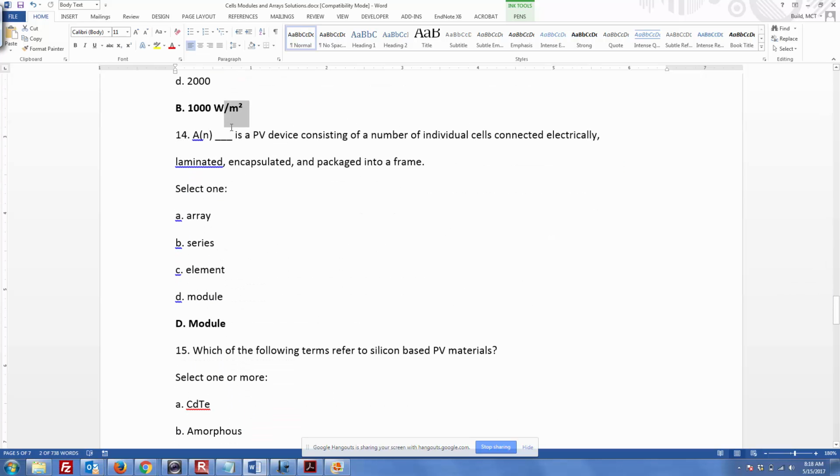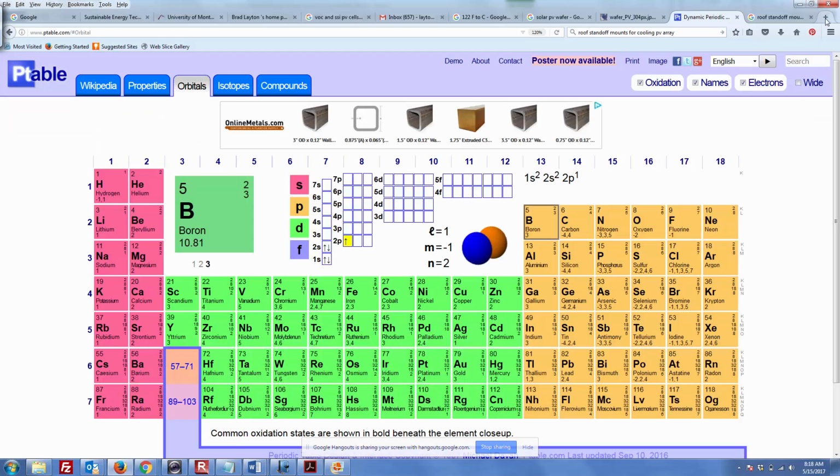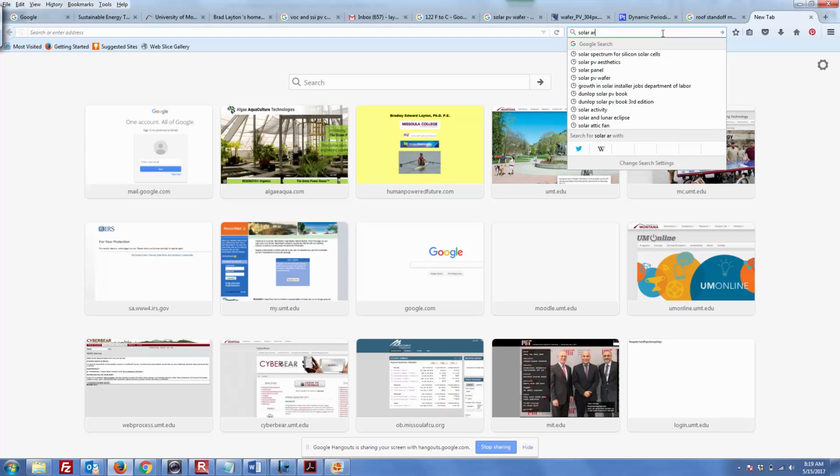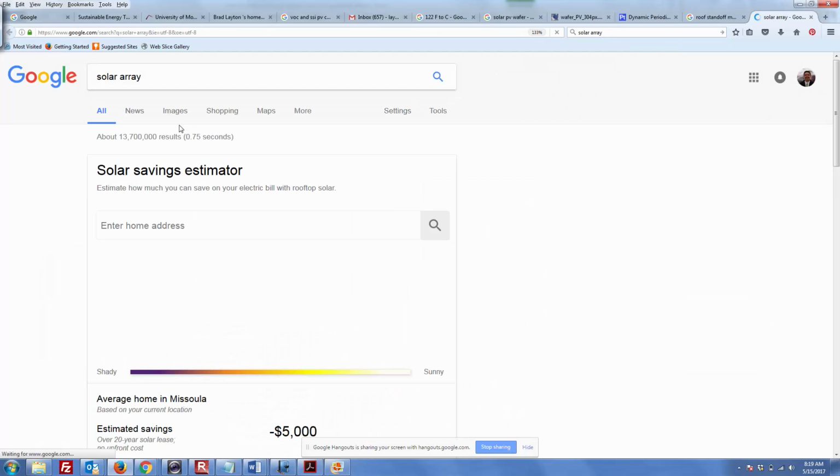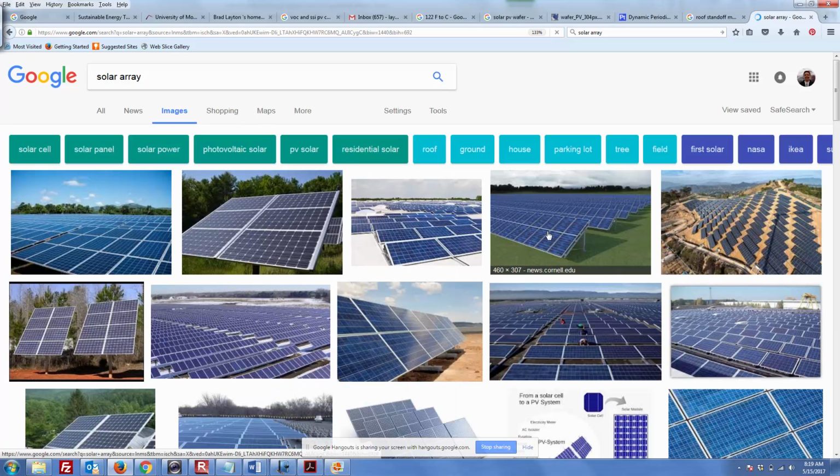Next one, blank is a PV device consisting of a number of cells connected. This is a module or panel. Let's say or panel. I've been calling it a panel all day. That's fine. An array, this is a set of modules. An array is a set of modules. And I'll show you what an array is. This is what you'll be building. So this is an array, a big solar array.